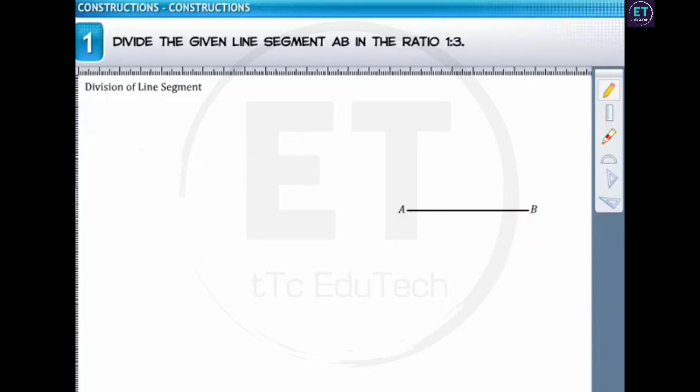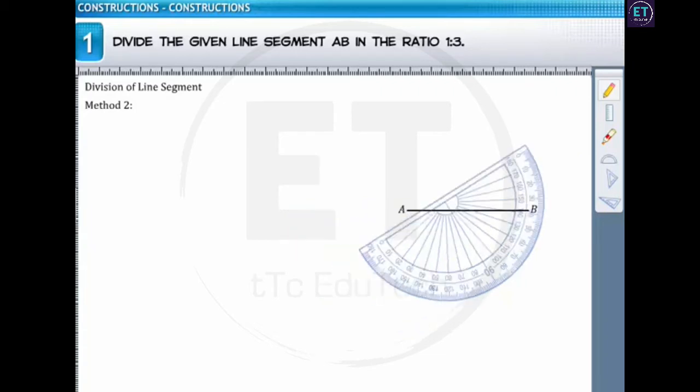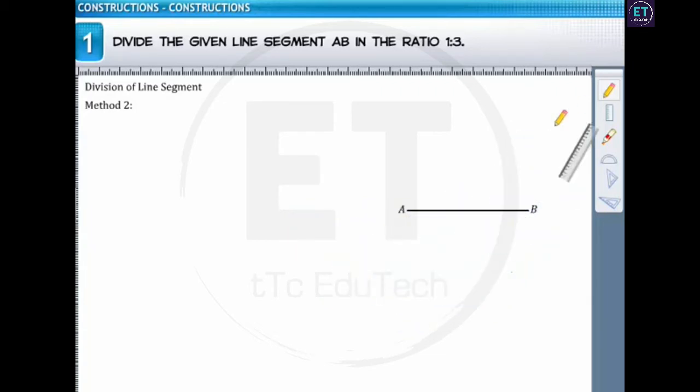Now, let us learn about the second method to divide a line segment in any given ratio. Using the second method, start by drawing a segment AC of a convenient length, making an acute angle with the given line segment AB. Let us make a mark at, say, the 30-degree point. Now, draw the line segment AC as shown.